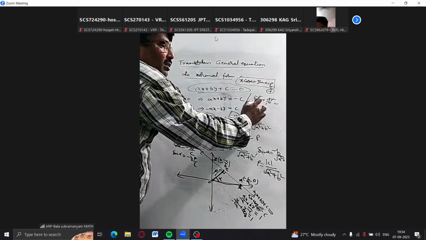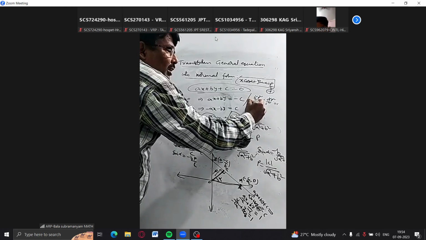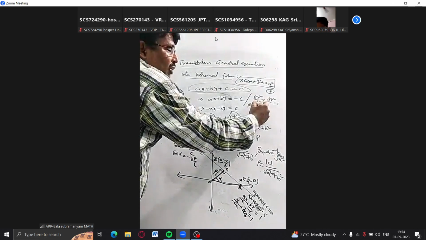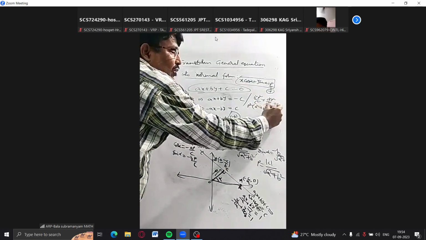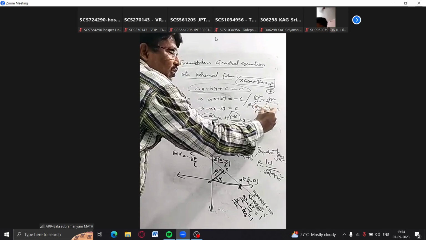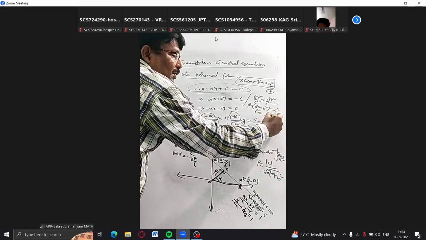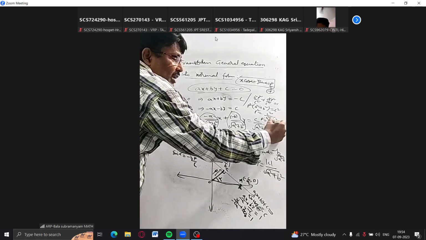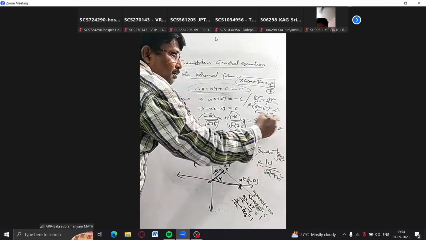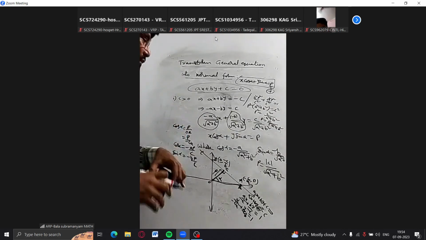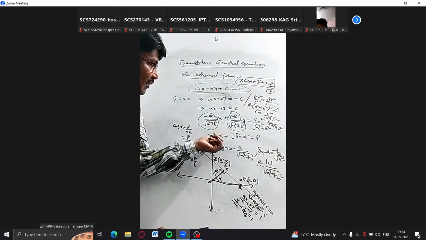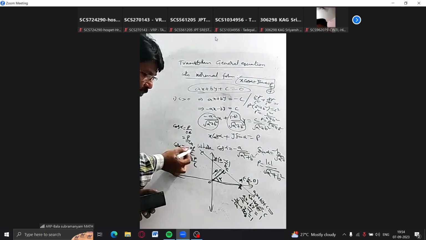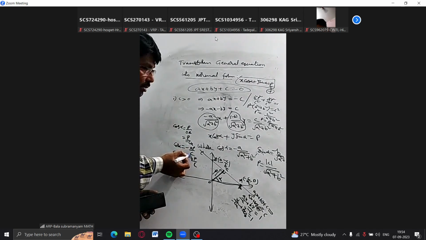LCM is C square. In both terms P square is common. So A square plus B square is equal to C square by P square. P square is equal to C square by A square plus B square. P is equal to C by root of A square plus B square, plus or minus. So here, required cos alpha. Cos alpha means minus AP by C.